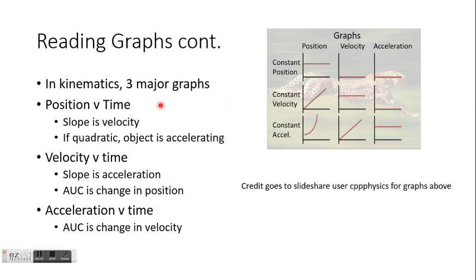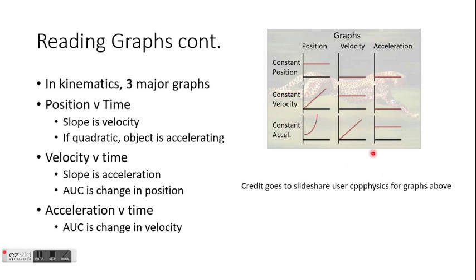So in kinematics there's three major graphs. There's position versus time, where the slope is velocity, and if it's quadratic, like this one right here, the object is accelerating. There's velocity versus time, where the slope is acceleration, and the area under the curve, AUC, is change in position, as I was saying. And then acceleration versus time, where the AUC is the change in velocity. So that'd be the change in velocity.